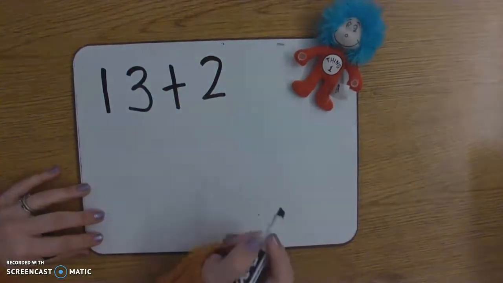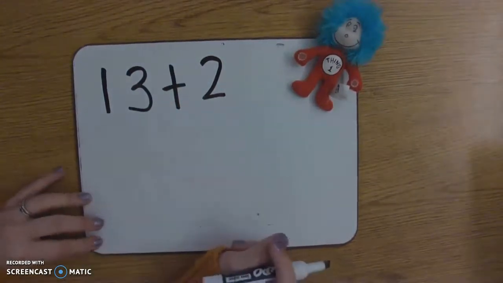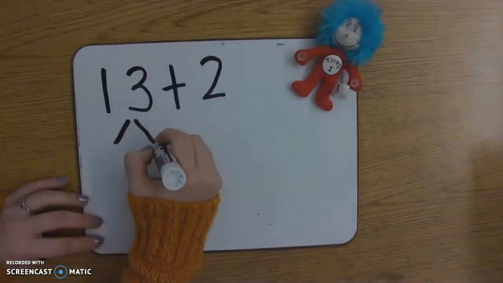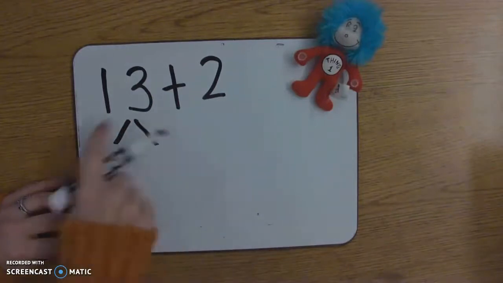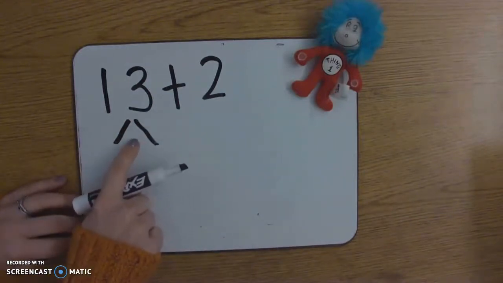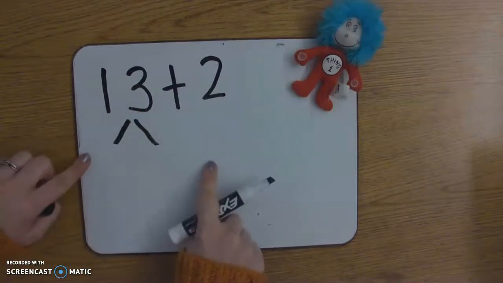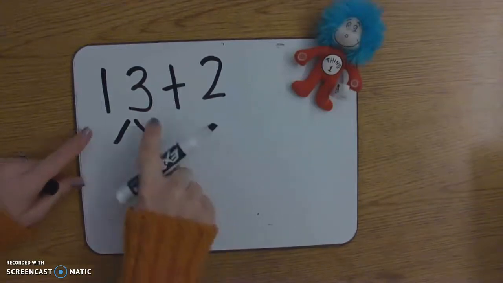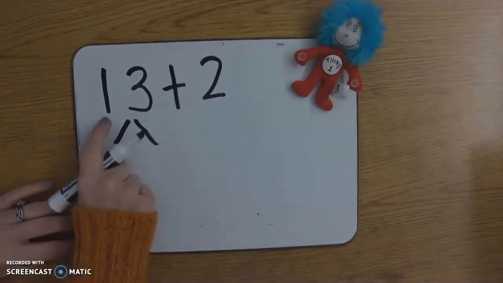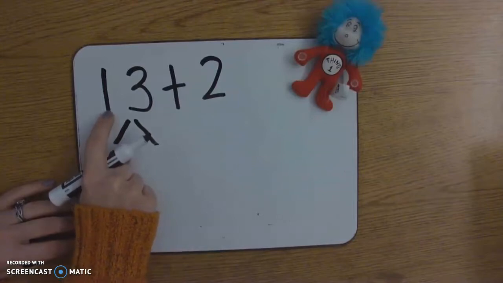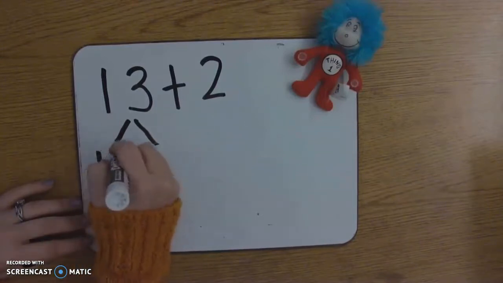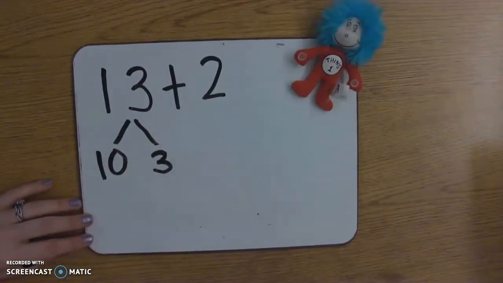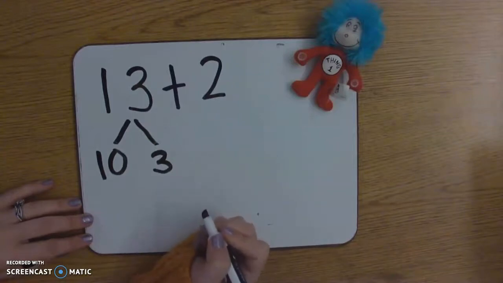Now watch. I'm going to start by using a nifty number bond to help me with this. And I'm going to separate my 13 into my tens and ones. And watch, I'm not going to draw all the circles. I'm just using my lines to help tell you I'm splitting this number apart. And we've been practicing this a lot at calendar. So we're just showing this number in expanded form. So 13 has one group of 10, and I know that this 1 is really 10. And 3 ones. Oh, excellent. Now we're going to add our ones together.